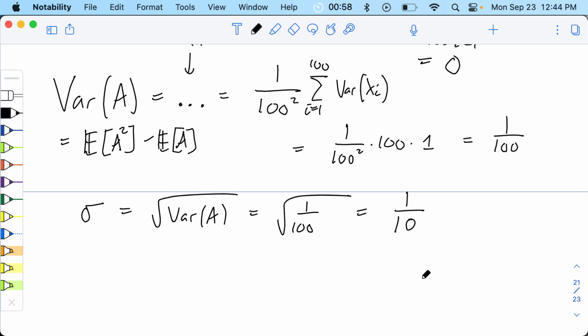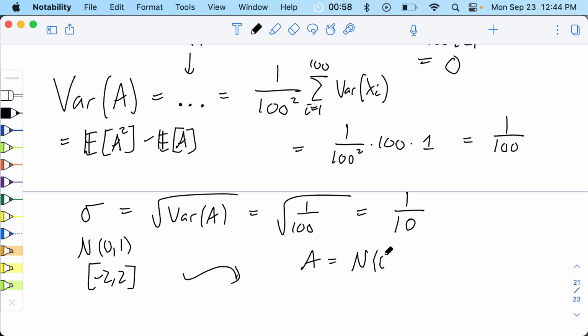And in this situation, the minus 2 to 2 was for a single mean 0, variance 1. A is going to be mean 0 and variance 1/10, and that has a confidence interval of minus 0.2 to plus 0.2. Okay, so that's one thing: to have a basic knowledge of the theory and be able to calculate this kind of thing.